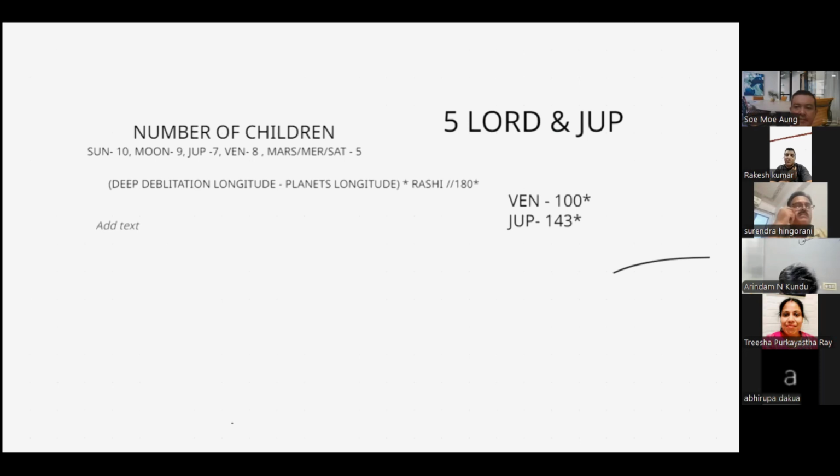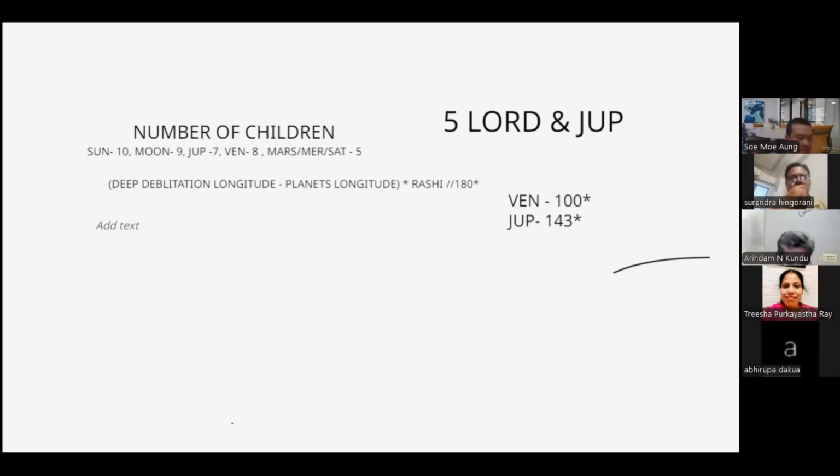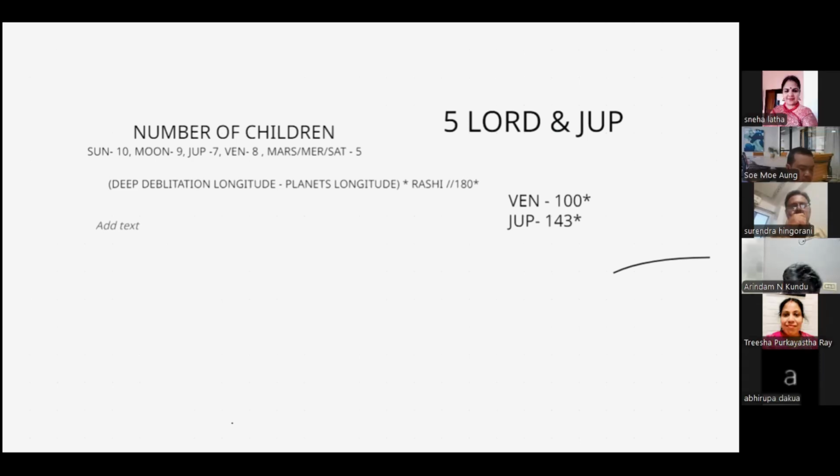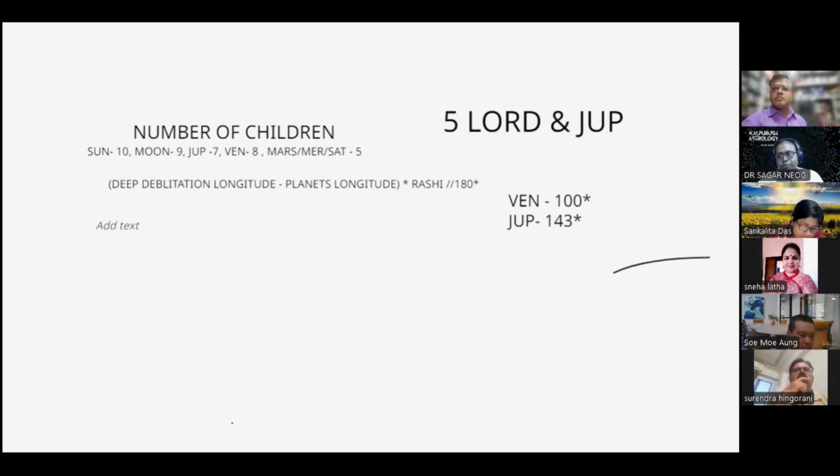Venus gets debilitated. Deep debilitation is 27 degrees Virgo. You have to remember the degree also. I have already shared it, right? So 27 degrees Virgo means what is the absolute degree? Up to Leo, Leo being the fifth sign, means 150. Then 27, so it is 177. Clear? Yes. 177 minus the degree of Venus, which is 100.